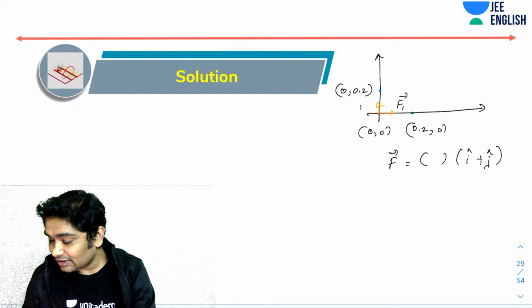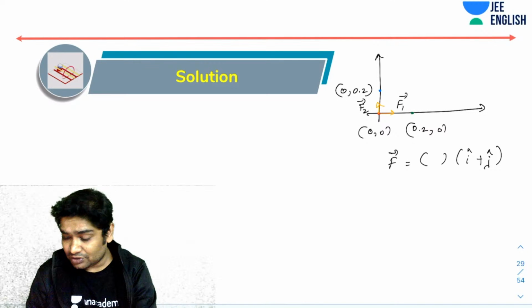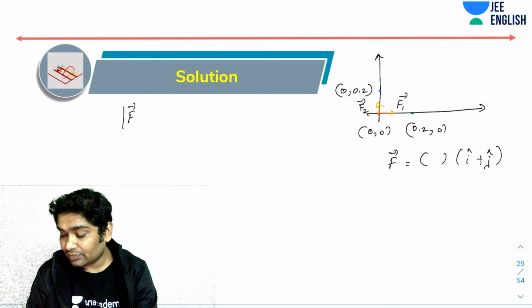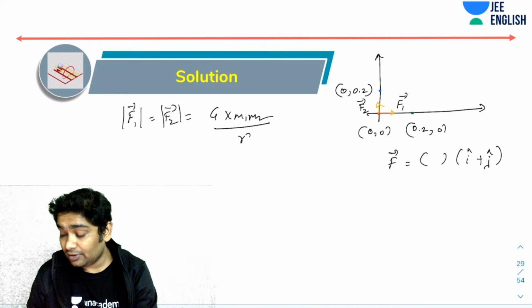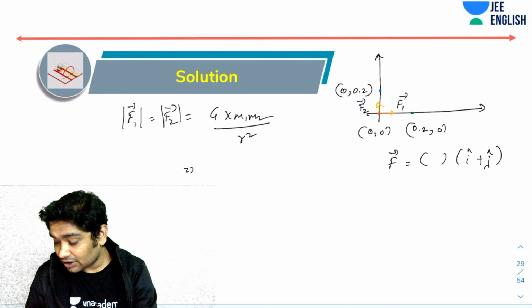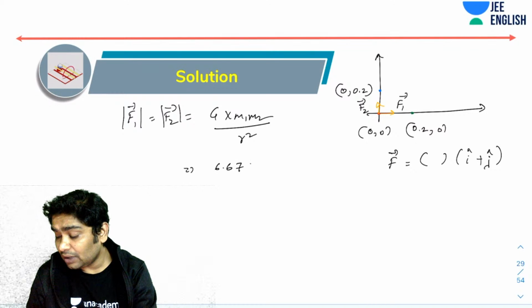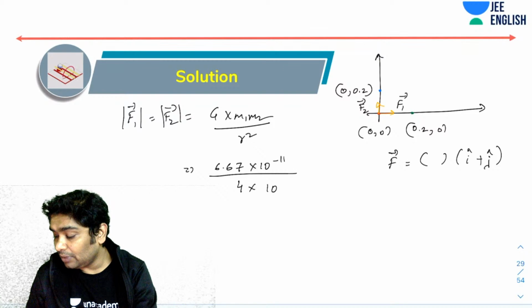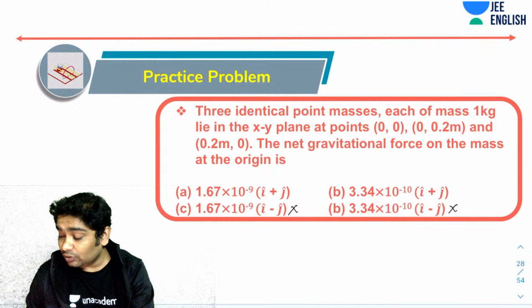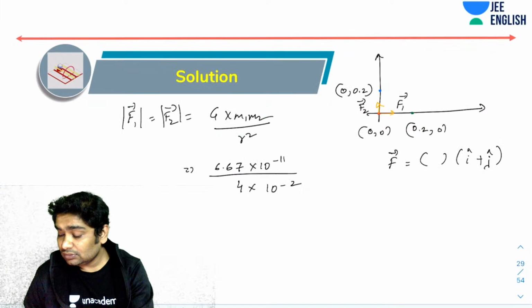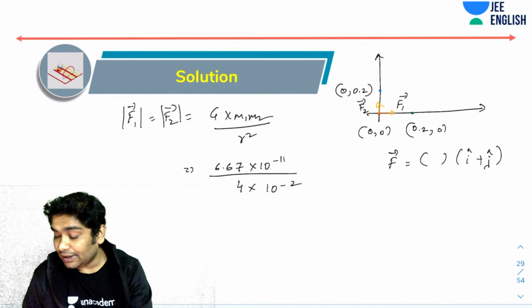Now, let's call this F1 vector and this F2 vector. Both of them will have equal magnitudes, so F1 mod would be equal to F2 mod. And how much will that be? That would be G times M1 M2 over R square. So I would have 6.67 into 10 to the power minus 11 over R square, with the masses giving 4 into 10 to the power of minus 2. Now, the net force, I think, would be 1 point something.